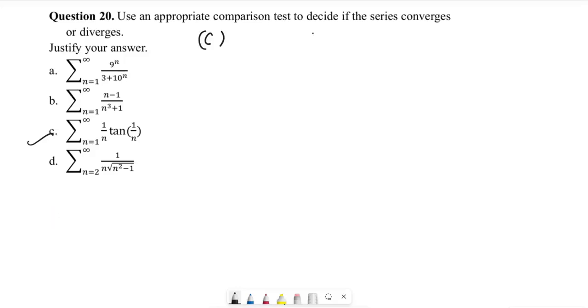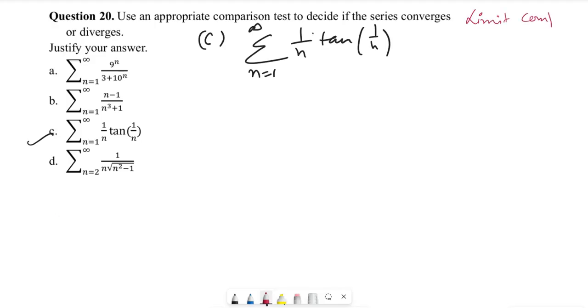Let's work on part C. The series is the sum from n equals 1 to infinity of (1/n) tan(1/n). We are going to use the limit comparison test for this one. Again, for the limit comparison test, the series has to be positive, and this is a positive series. Okay, so let's work on it.